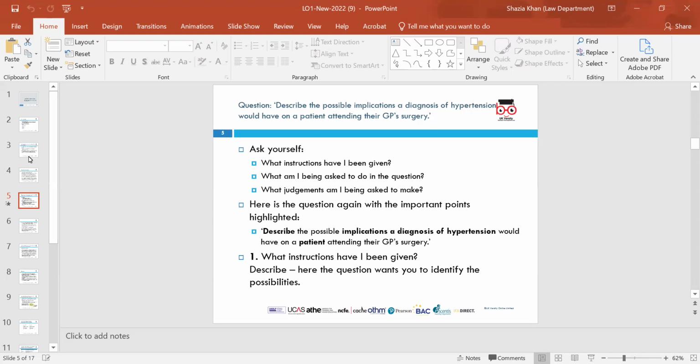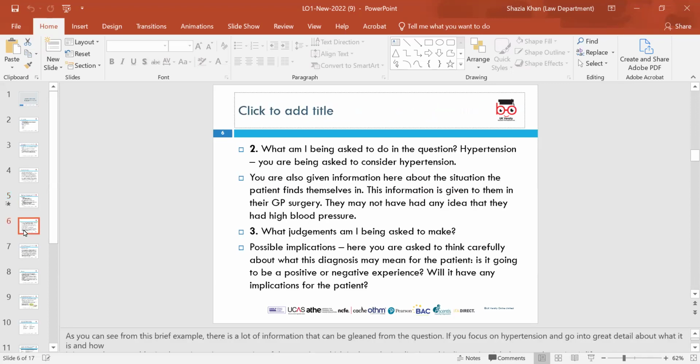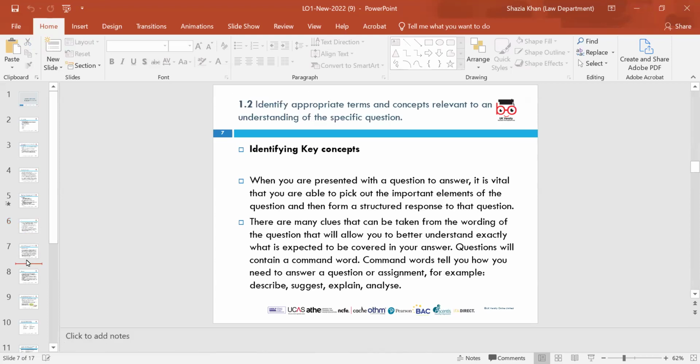So the first element of it was to look at what describing meant. Also to look at the implications of a diagnosis for hypertension and what these implications would have on a patient. So we broke the question into elements that we thought were important, that you needed to cover, and what the question actually meant. So what am I being asked to do here? You're being asked to consider what hypertension is and the implications of hypertension. So we went on to look at the question. We went on to identify the key concepts.